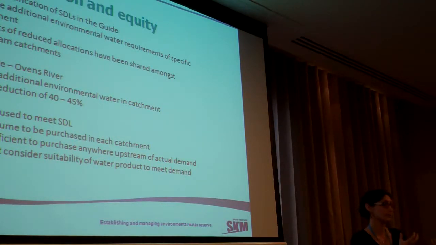And a much more efficient purchasing strategy would be to say that that water can be purchased anywhere upstream of the asset that's being watered. It also then limits consideration of what environmental product best suits meeting the needs of that asset. So the Ovens River is primarily unregulated, so the ability to manipulate that water to meet environmental requirements in South Australia is limited.